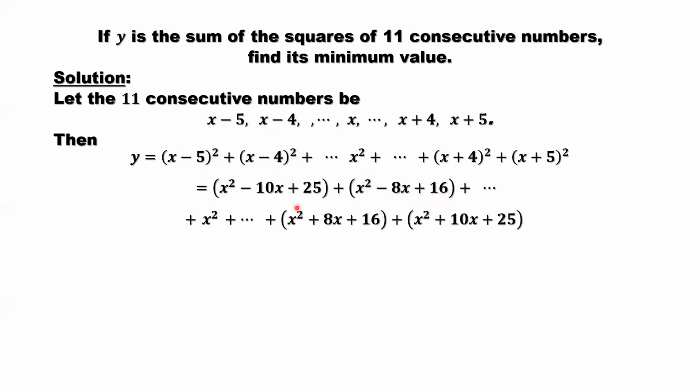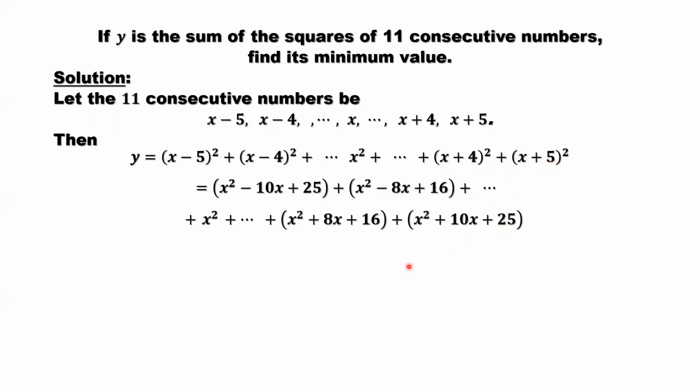Until you have x squared here, then plus, look at this term, that's x squared plus 2ab. 2ab is 2 times 4 times x, that's 8x. Then 4 squared, that's 16. The last term, that's x squared, 2 times x times 5, that's 10x. 5 squared is 25.